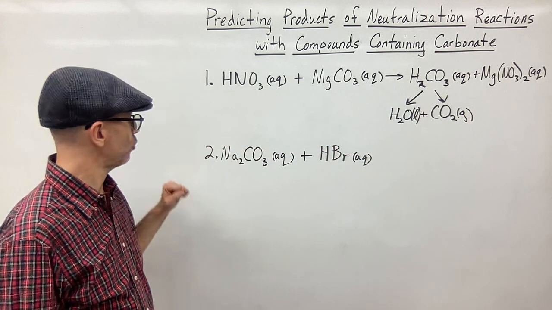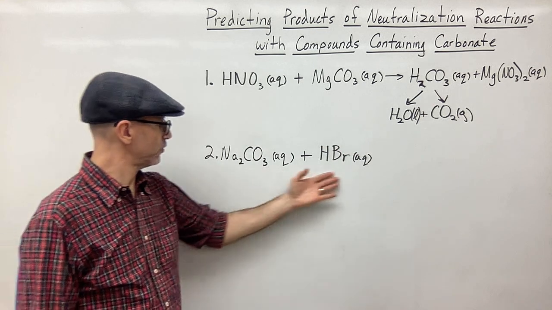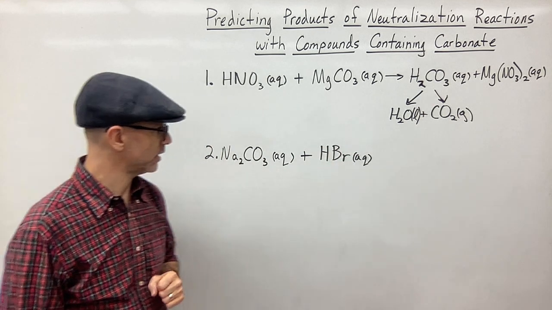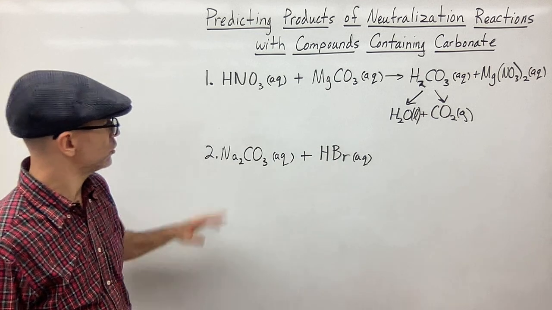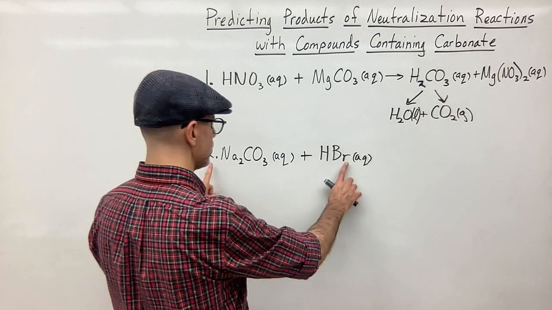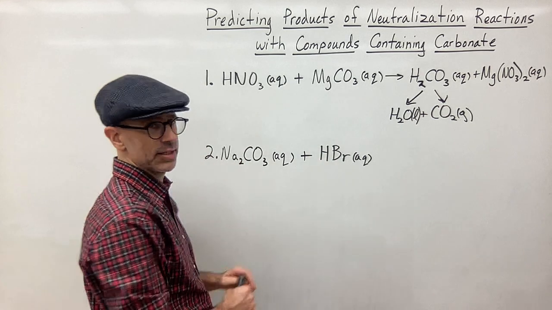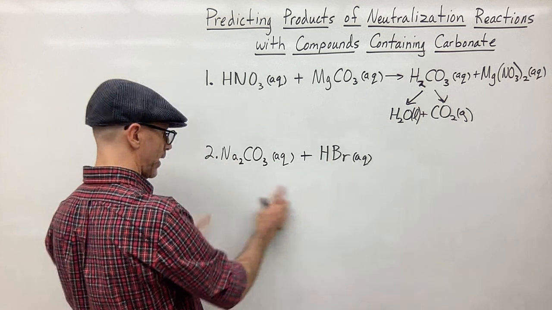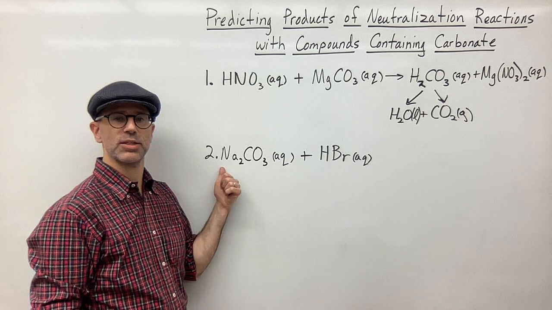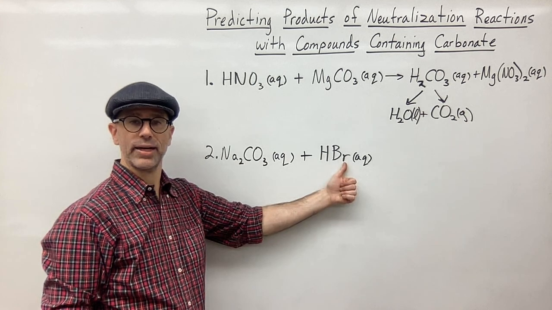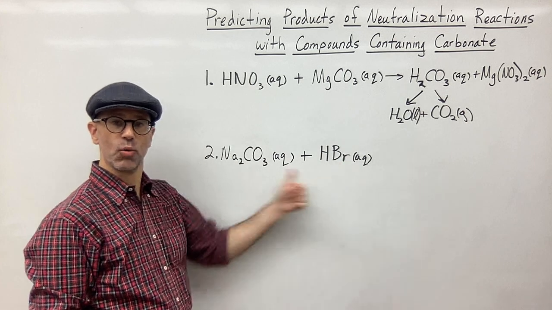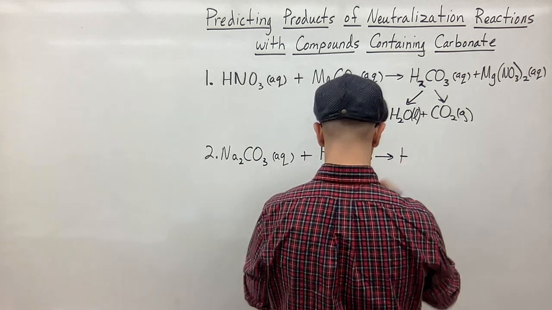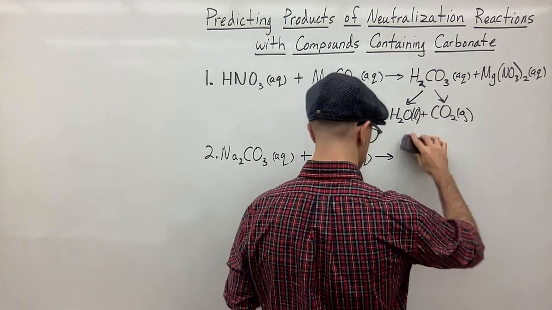Okay, next we have these two here. We have our sodium carbonate and we have hydrobromic acid. This is a strong acid. Again, we're going to do the outside ions together, inside ions together. So the sodium and the bromide ion go together. Sodium has a +1 charge, bromide has a -1 charge, so one to one. That's going to be the formula, NaBr.